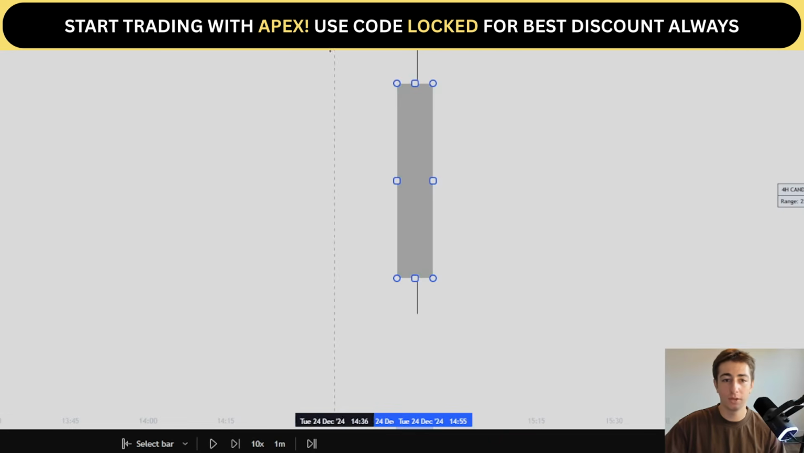Now, opposite goes for a bearish candle, okay? This is step 1 where we open. This is step 2, making your high.